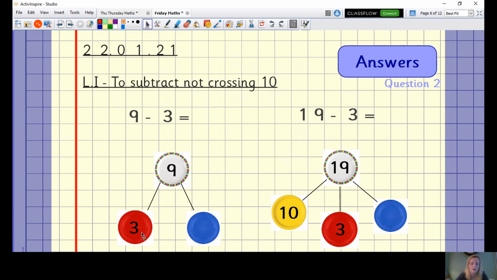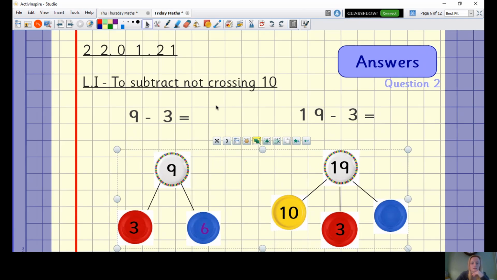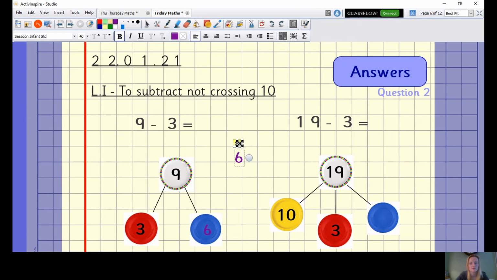So I've got 9. I've partitioned it into 3 and 6. Hopefully you got that with using your resources. I will put my answers in purple, so I don't want it to be mixed up with any of yours. So that would equal 6. Okay, so 9 minus 3 equals 6. Okay, I know that 6 would be over here because I've got 10, 3 and 6, same as 3 and 6 over there. Now I need to write my answer.